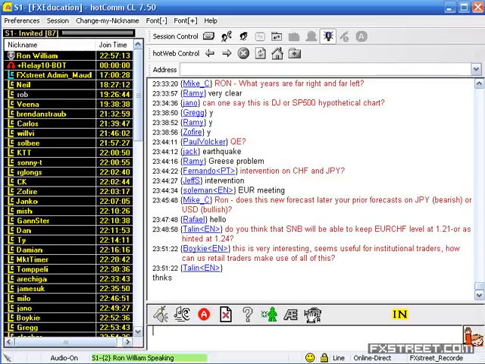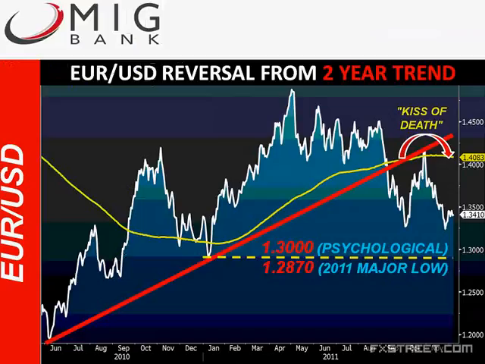Okay, and this is my quick perspective on Eurodollar. Keep in mind that the reason why the failure at this 200-day moving average was so important is that Eurodollar also reversed from a 2-year trend. And it's what I call the kiss of death, when you have this massive structural level which has supported the market break down and then retest.